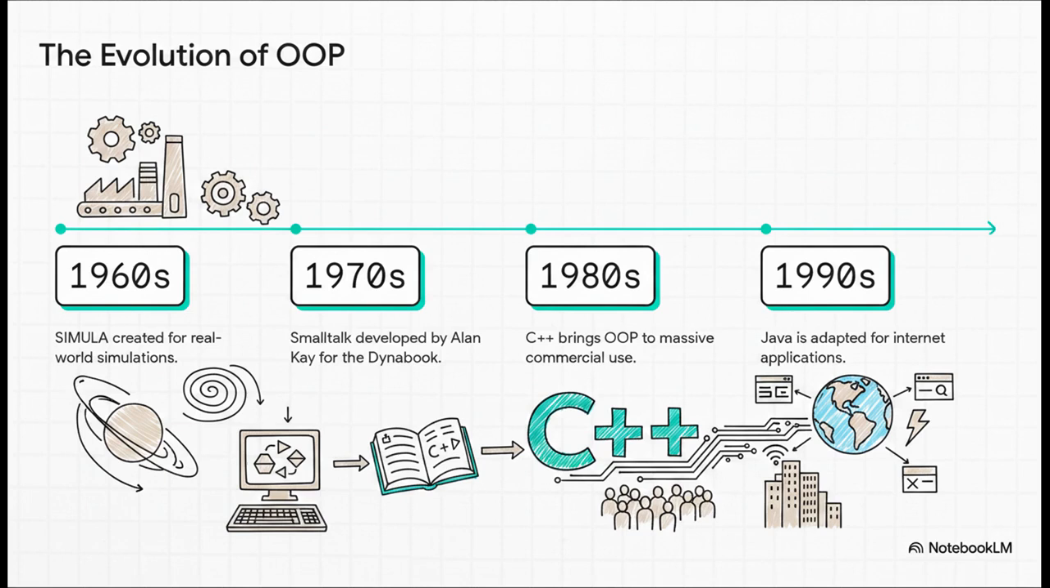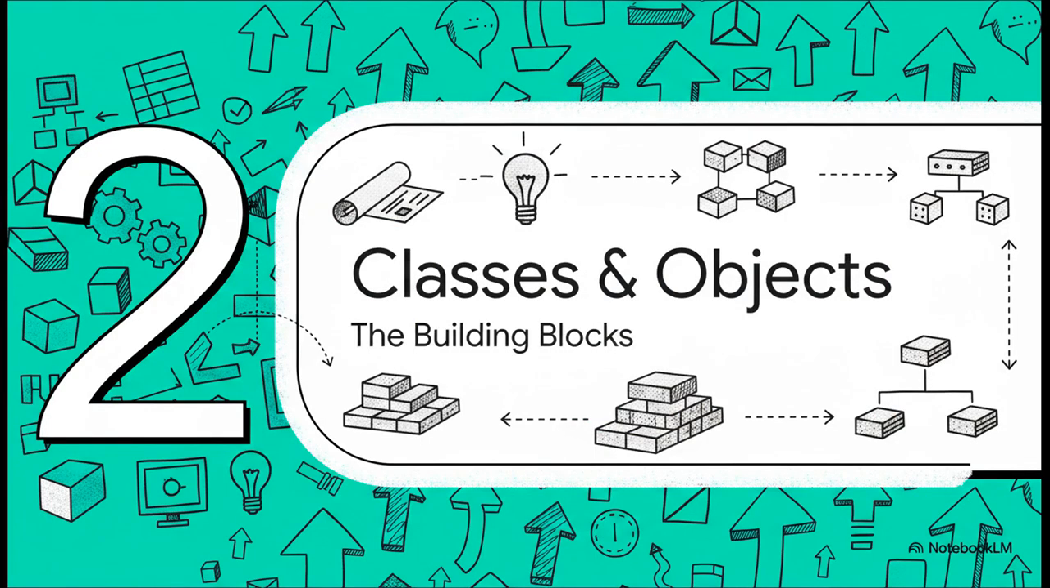Then, fast forward to the 70s. Alan Kay envisions personal computing with the Dynabook and helps build Smalltalk, a language built entirely around objects talking to each other. By the 80s, Bjarne Stroustrup takes these ideas, bolts them onto the hugely popular C language to create C++, and boom, OOP hits massive commercial use. Finally, the 90s roll around. James Gosling at Sun Microsystems creates Java, and suddenly, OOP is the backbone of the exploding internet. So it went from simulating simple factory floors to literally powering the global web. Pretty wild trajectory.